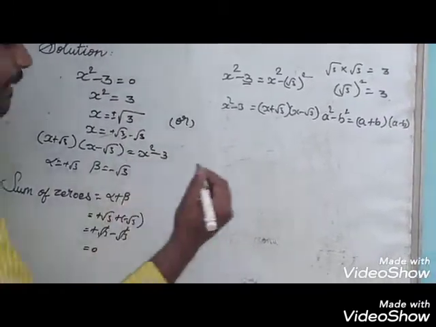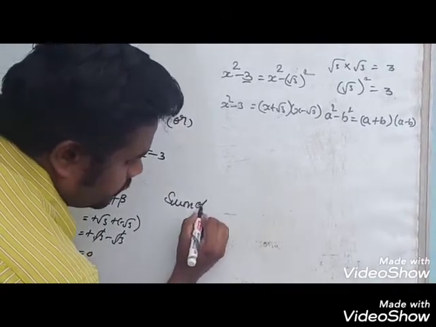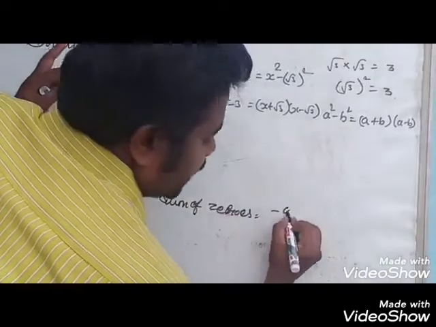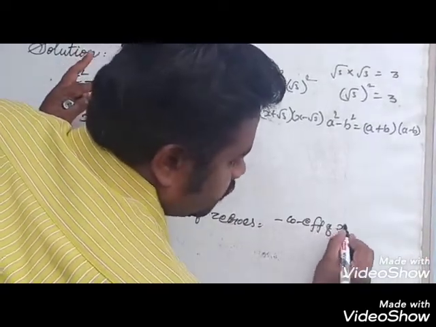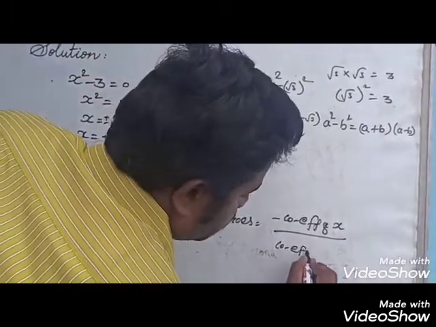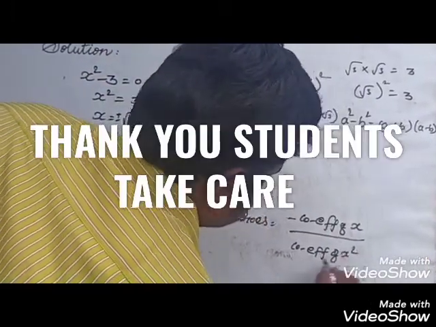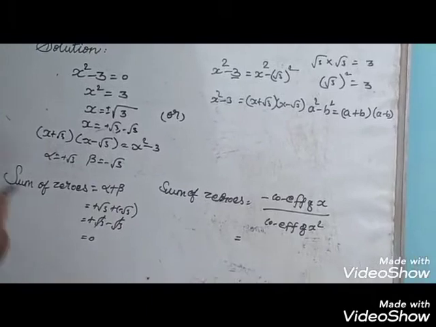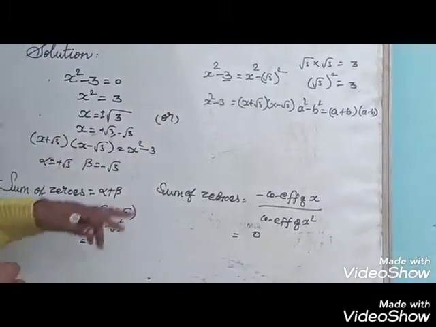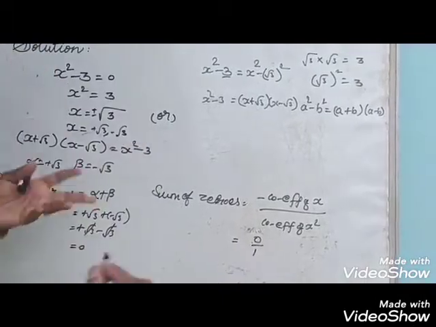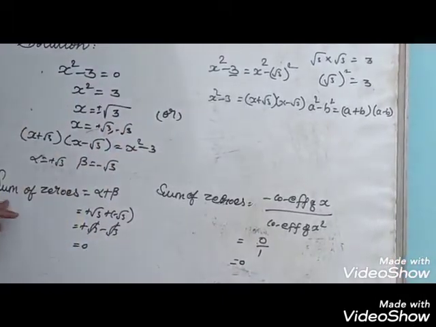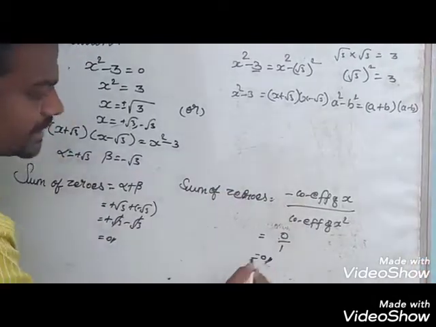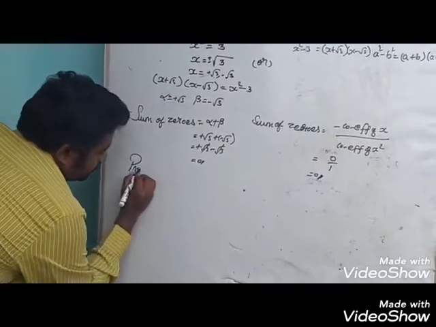The same way by comparing coefficients: sum of zeros is minus coefficient of x divided by coefficient of x square. Now look at this expression: there is no x term, which means 0 is the coefficient. The x square coefficient is 1. 0 divided by anything is 0. So the sum of zeros by roots is 0, and by comparing coefficients it is 0. Next we move on to the product of zeros.